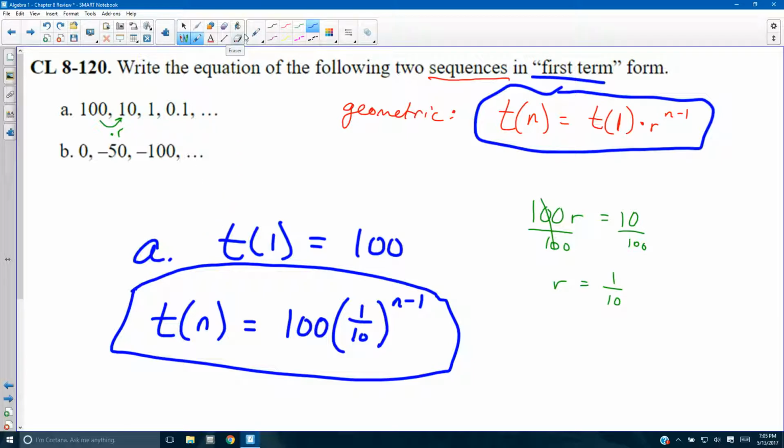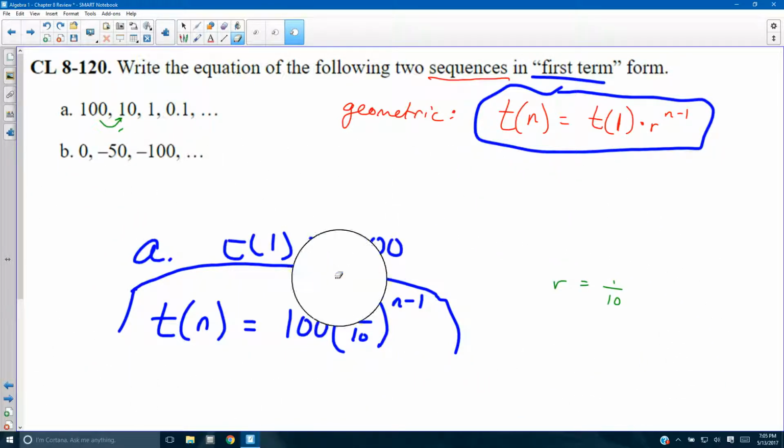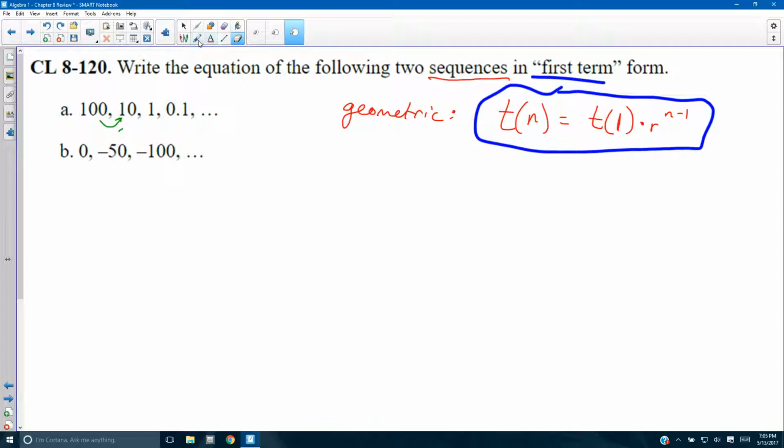Okay, letter B. Same process. I'll take that back. Not the same process. This is not a geometric sequence. This is an arithmetic sequence.